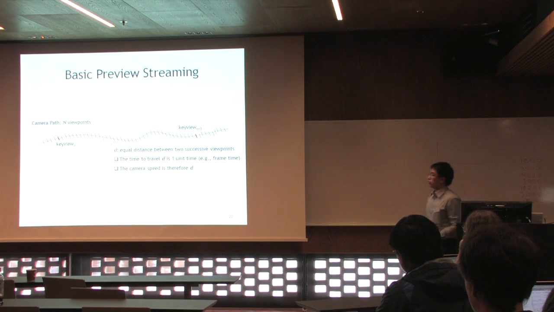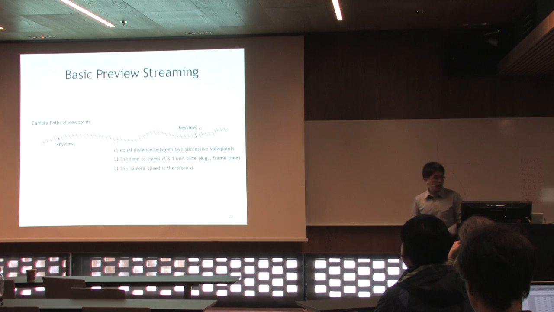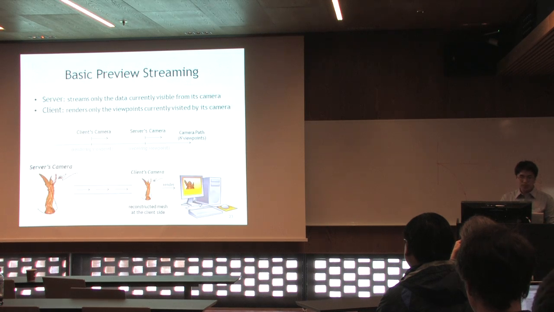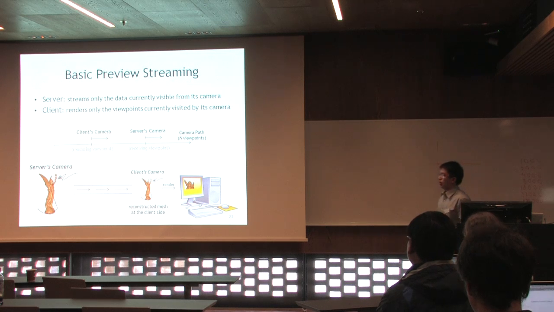After the description of the view-dependent streaming of progressive mesh, now we need to deal with the camera path. First, we need to discretize the camera path into n viewpoints. To do this, we use an approximated arc length parameterization. Ideally, let's say the viewpoint spacing is d. The time for the camera to travel the d is one unit time, such as one frame time. So we can define the camera speed is d.